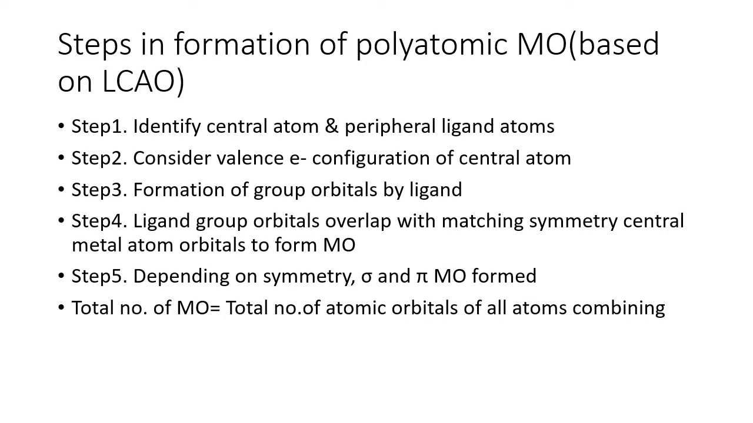Step 4 is, once the ligand group orbitals are formed, they will overlap with matching symmetry central atom orbitals to form molecular orbitals. Step 5, once the molecular orbitals are formed, one has to label them. Depending upon the symmetry, one has to label them as sigma and pi molecular orbitals. One thing to keep in mind is that the total number of molecular orbitals is always equal to the total number of atomic orbitals of all the atoms combining together.